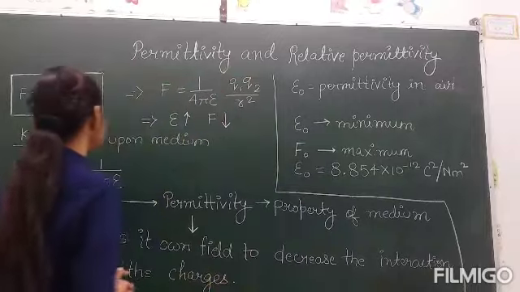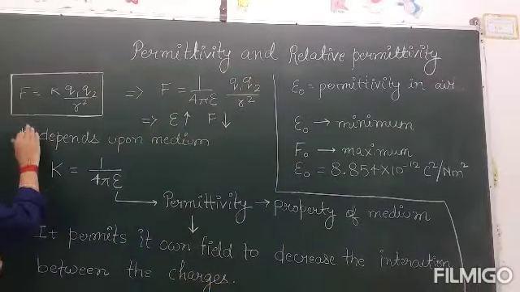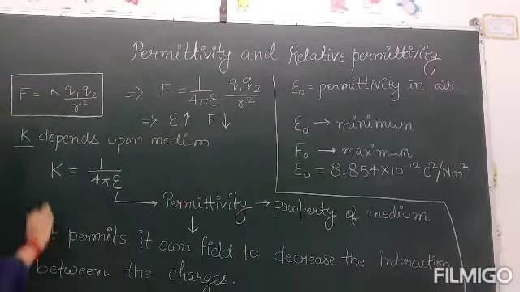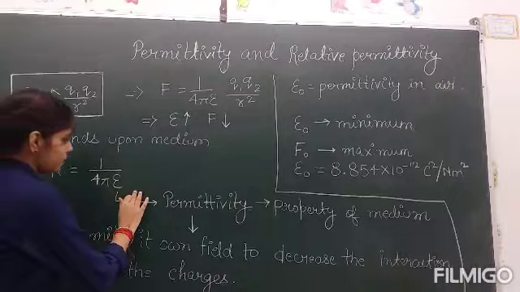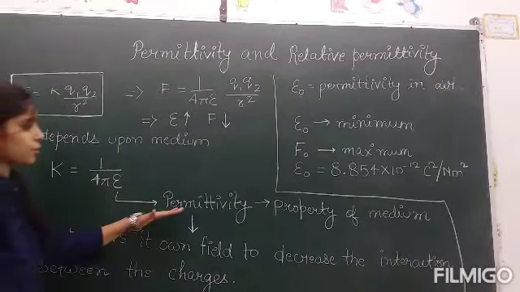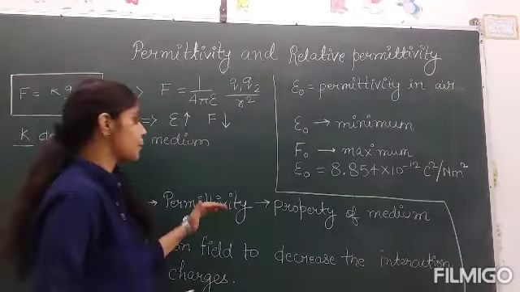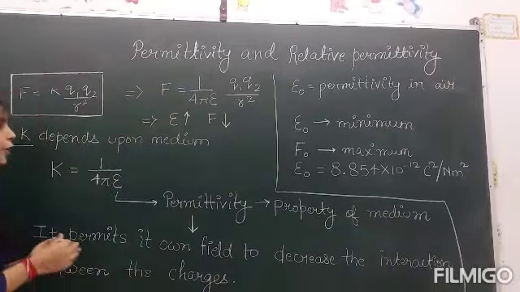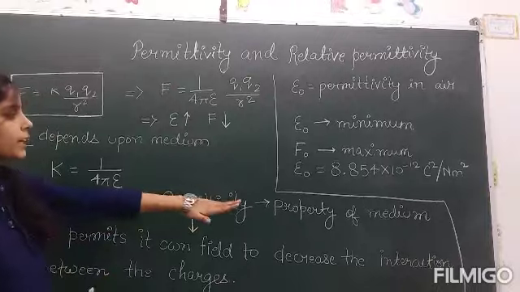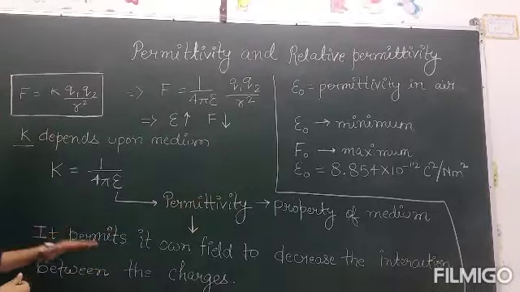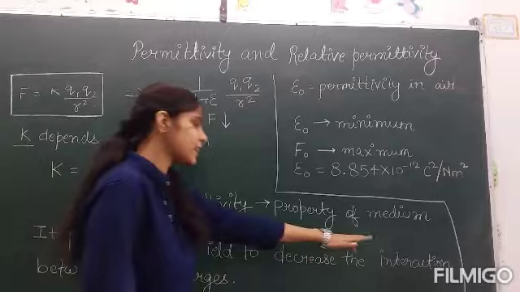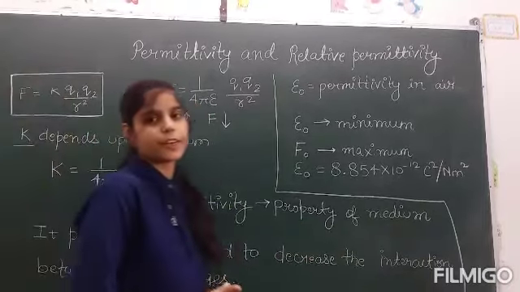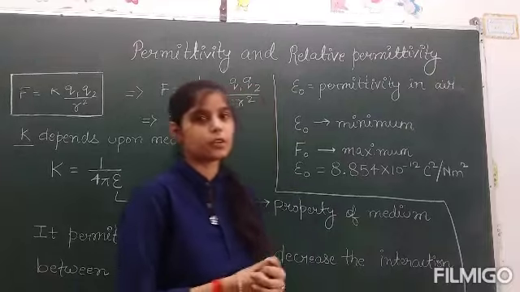Now let us discuss permittivity and relative permittivity, which is an important part of Coulomb's law. As we see in this equation, K depends upon the medium. We can also write K as 1 by 4 pi epsilon, where epsilon is known as permittivity, and permittivity is a property of any medium. So what is permittivity? It is the property of a medium which permits its own field to decrease the interaction between the charges.